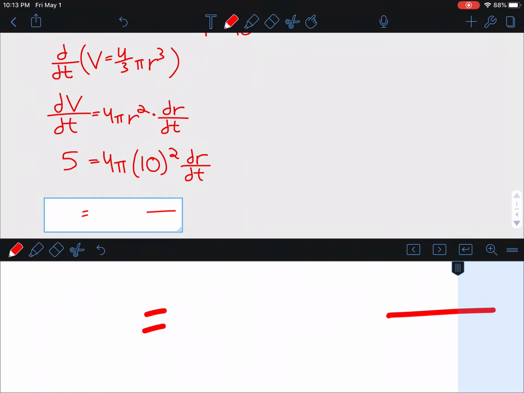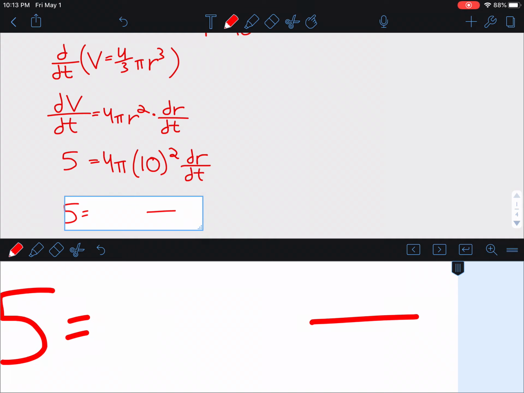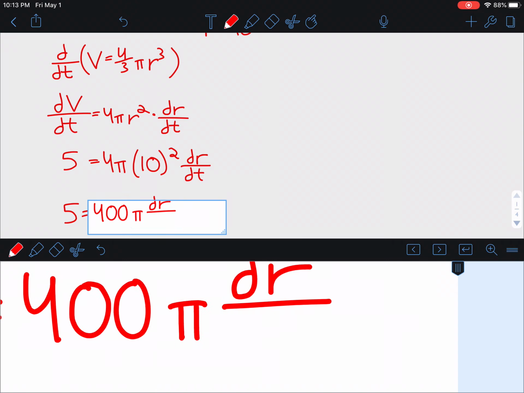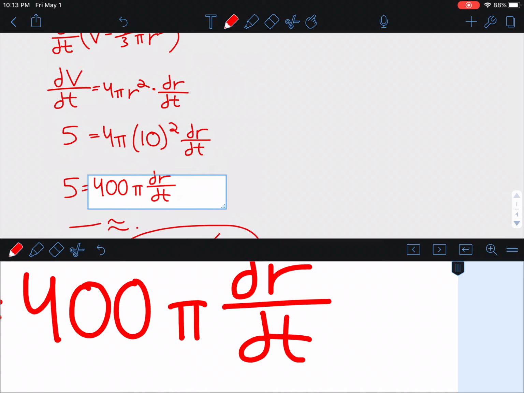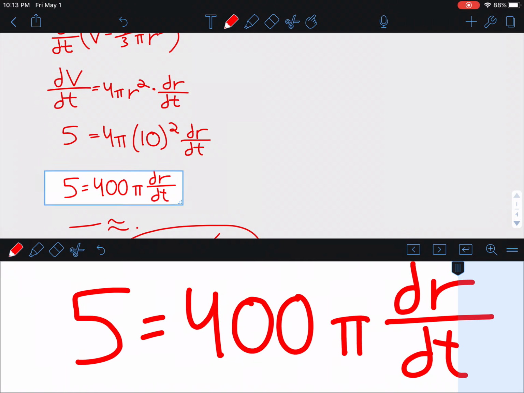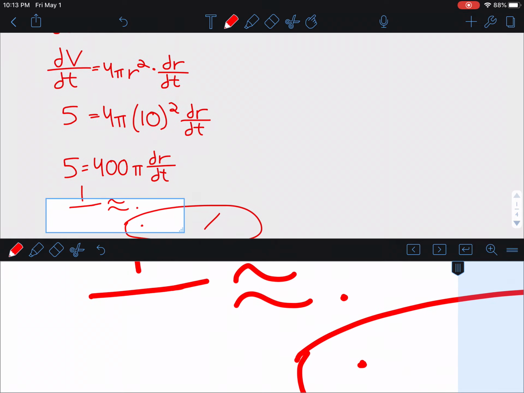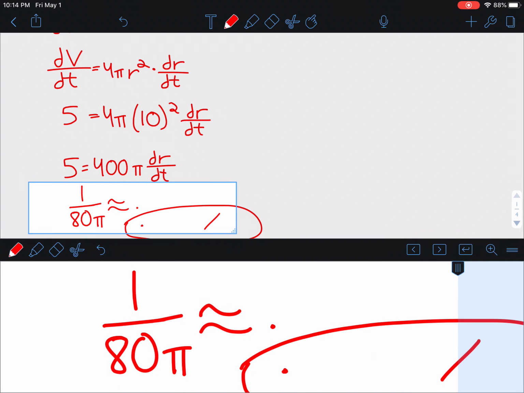Okay, and so let's simplify. I still have 5 on the other side. 4 pi times 100 will give me 400 pi dr/dt. Let's get dr/dt, that rate of change term, by itself. So if I divide by 400 pi, I can simplify. 5 divided by 400, and I will get 1 over 80 pi in the denominator. Now, technically, that's my exact answer, and so we can stop right there. That is my exact answer.